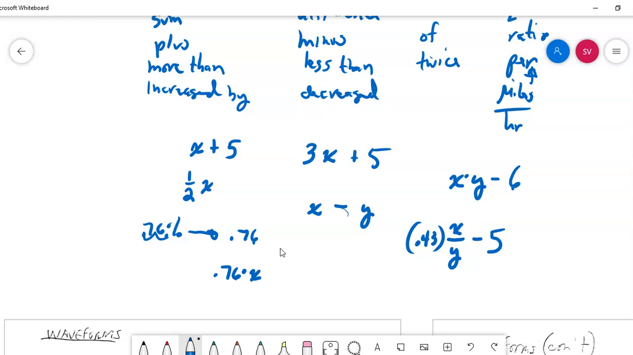That is the basic strategy and the keywords to look at when you're translating an algebraic expression into a line of numbers and letters. But that's about it for this topic.